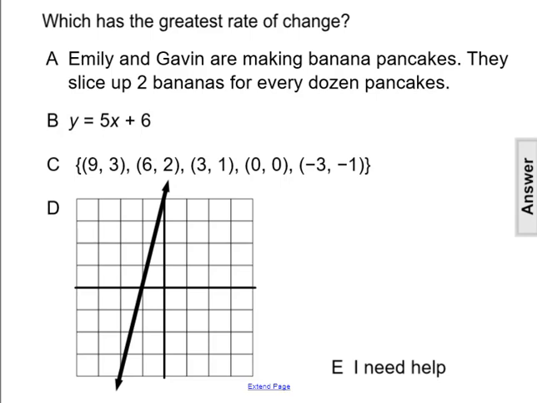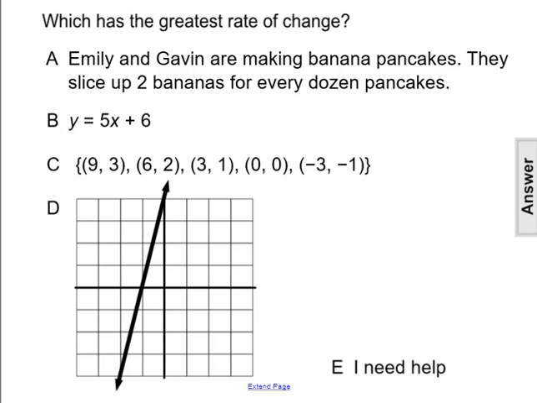Which has the greatest rate of change out of the following four functions? In order to answer that question, we have to find the rate of change or slope of the following four functions and take their absolute value and see which one is the highest number or which one is the greatest. The first function is given as a scenario.